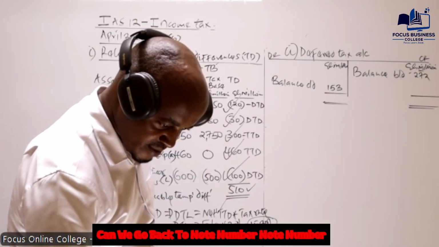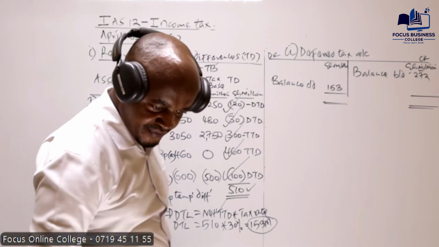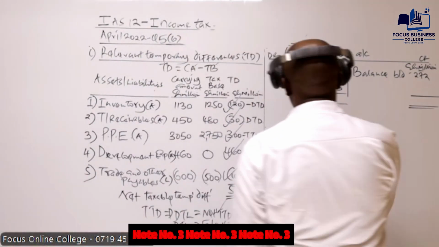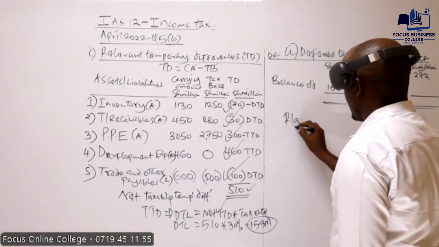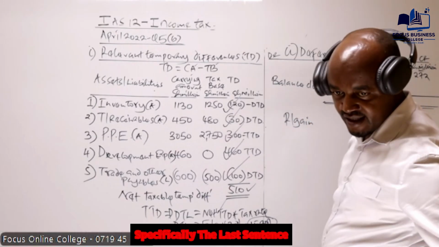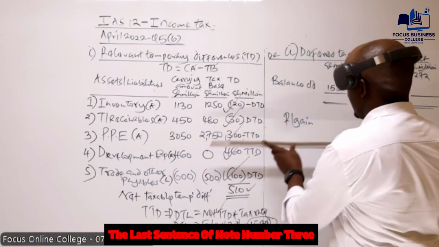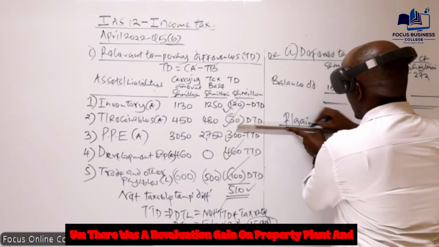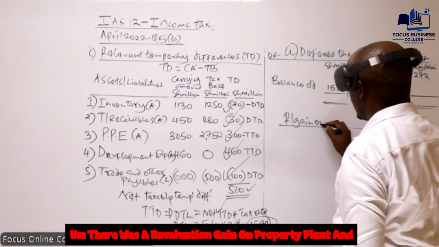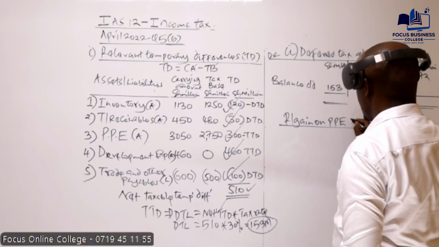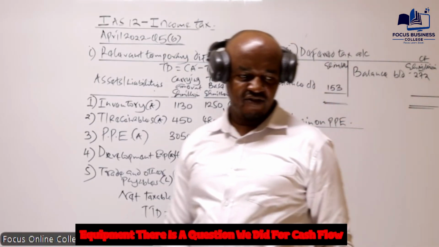There is something small I want to explain here. Can we go back to note number 3, specifically the last sentence? The last sentence of note number 3: there was a revaluation gain on property, plant and equipment. There is a question we did for cash flow.